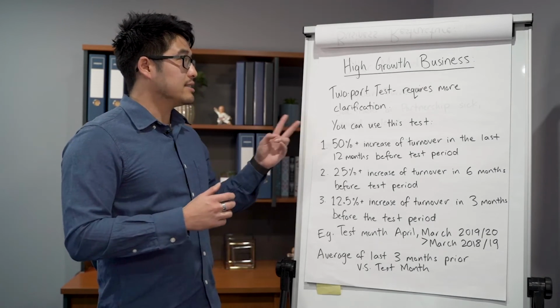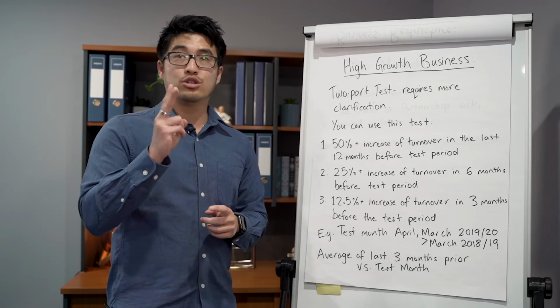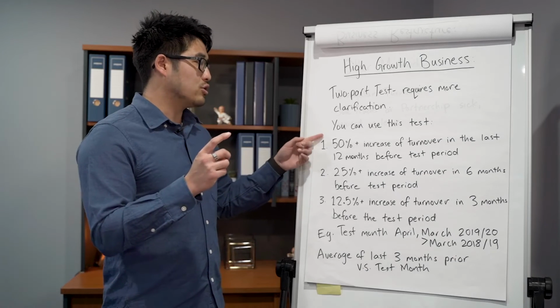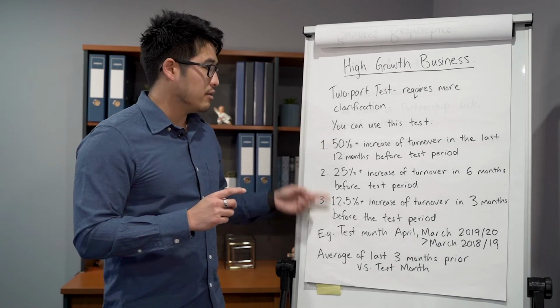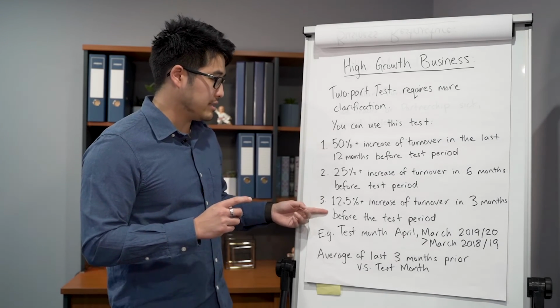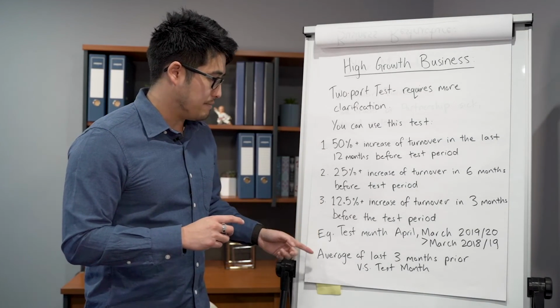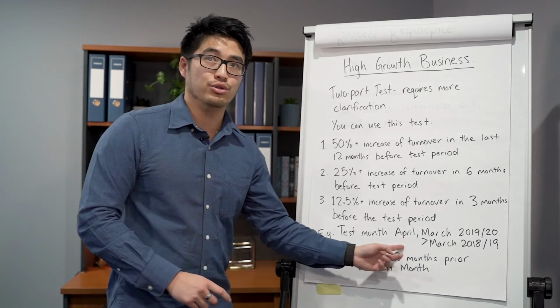So this test is done in 2 parts. First you need to make sure you can use the test, and this is the 1, 2, and 3. Once you know that you meet one of these requirements, then you can choose the method of how you can apply it.